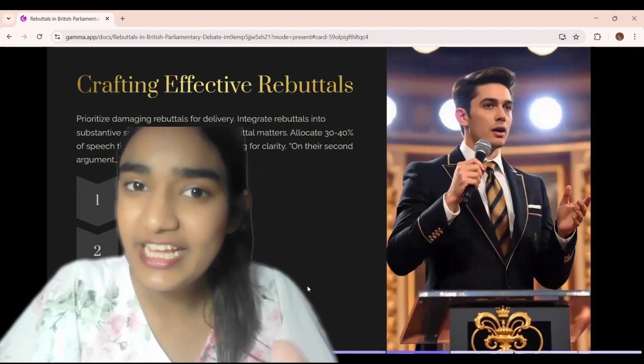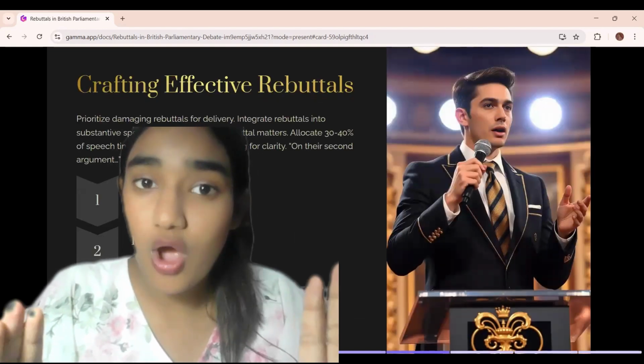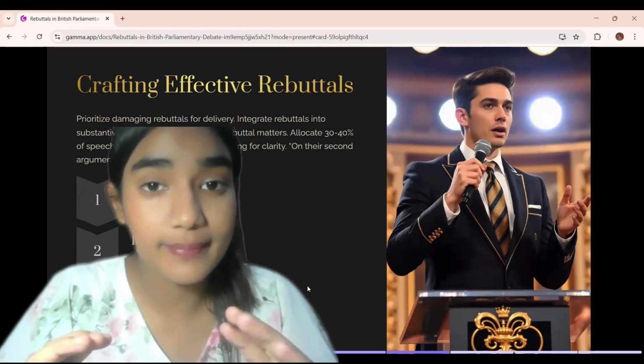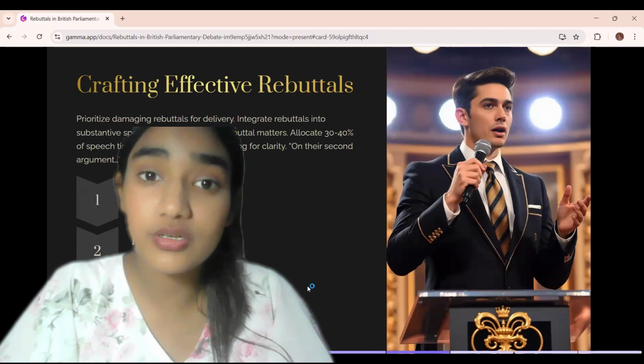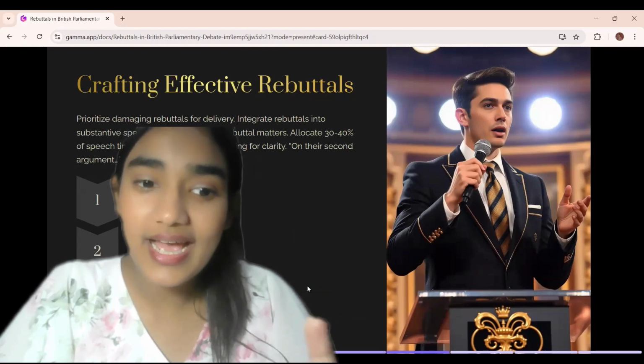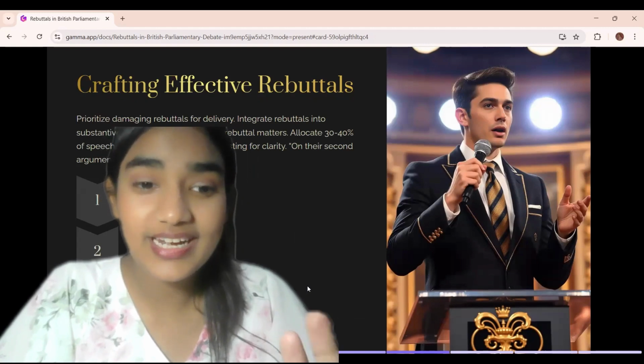Now, crafting efficient rebuttals. I have completed all the rebuttals that we can make, and now we are focusing on crafting effective rebuttals. So prioritize, integrate, and frame.